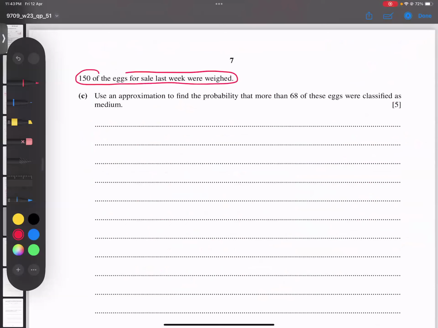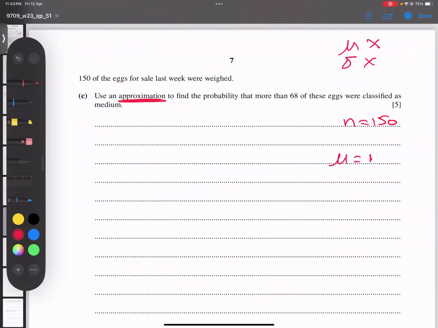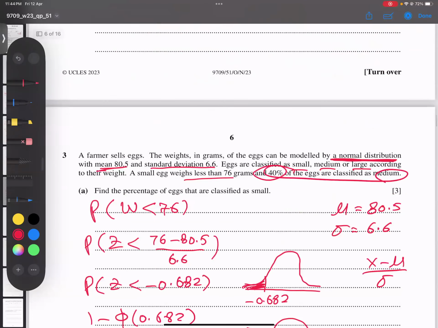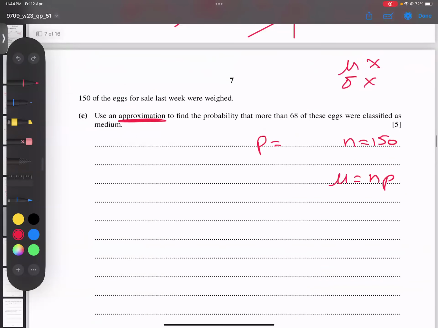150 eggs are sold last week. Now N is given, a sample change. Whenever he says use the approximation method and the sample changes, then the old mu value and old sigma value will not be used. We will get a new one. And what is the formula for the mu? The formula is NP. And P, you know it already. He said more than 68 of the eggs are classified as medium, and medium is 40%, as you know. So 0.4, it means the probability of success is 0.4, 40%. So Q becomes naturally 1 minus that, 0.6.